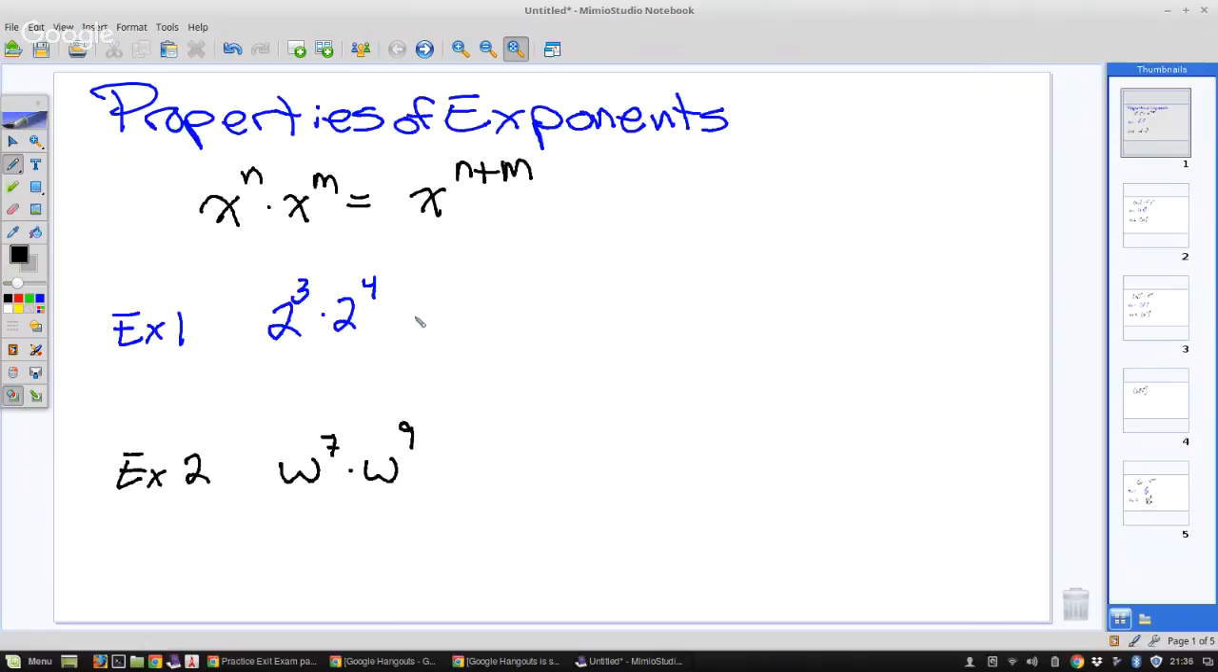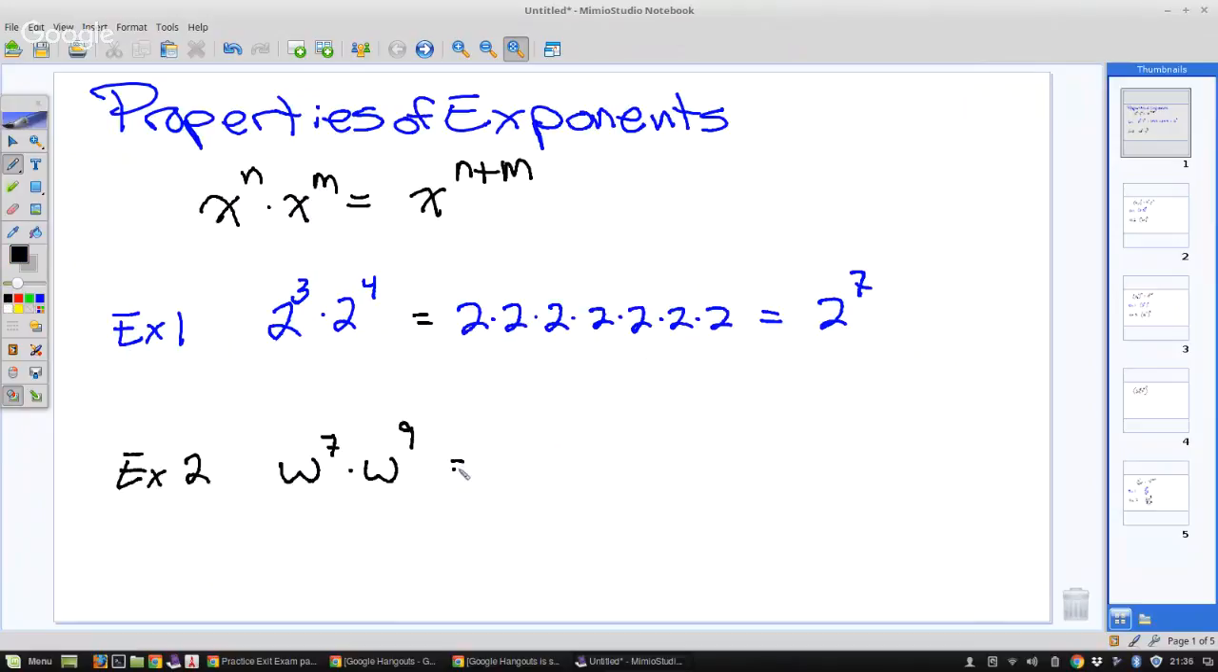So an arithmetic example. If you had 2 to the third times 2 to the fourth, well, 2 to the third means you have 3 2's multiplied. 2 to the fourth means you have 4 2's multiplied. Altogether, how many 2's are being multiplied? Well, there's 7 of them. 3 plus 4 gives us that 7. So we don't have to write all of them out all the time. That gets a little tedious.